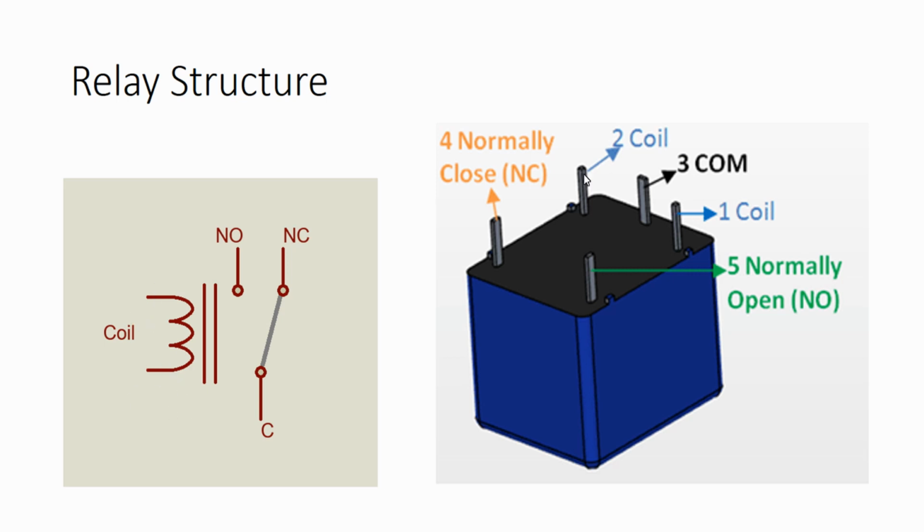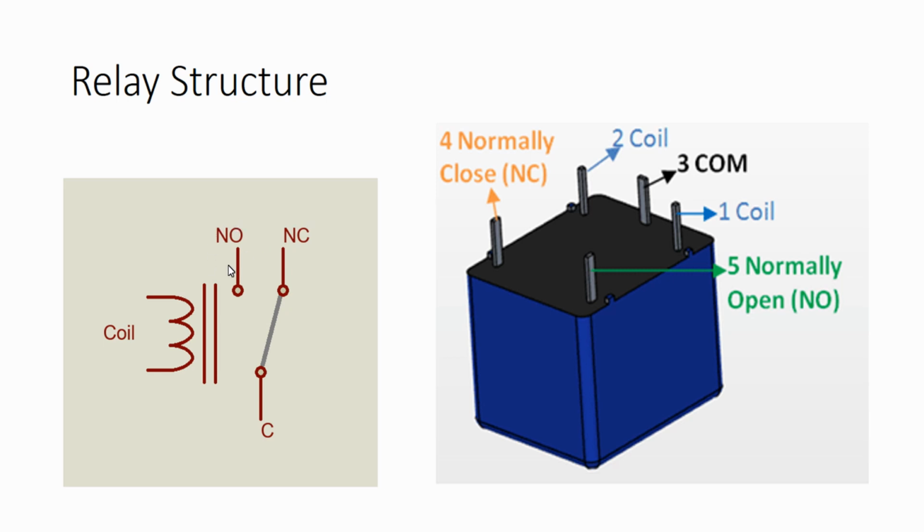These 1 and 2 are the coil terminals of the relay, and other than that we have three different terminals: C, NO and NC. This C is nothing but the common terminal of the relay, and this NC is nothing but the normally closed terminal. So initially, when the relay is not triggered, you can see the connection is made between common and NC, and that is why this terminal is named normally closed.